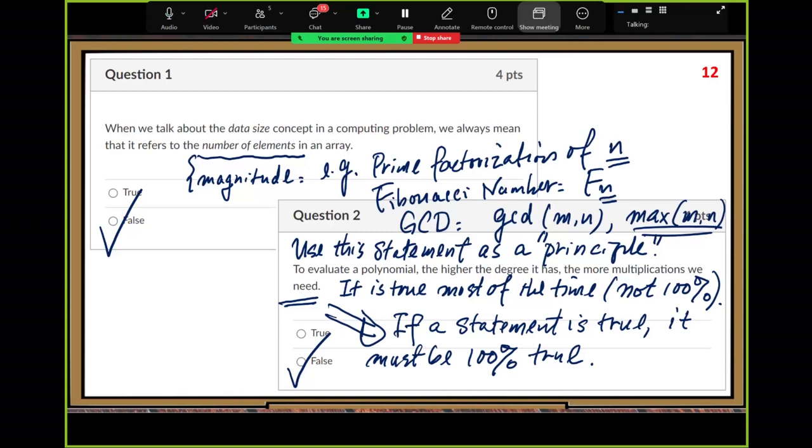But in our problem solving, if we use it as a principle, we can use it approximately 90-something% of the time. That's the difference. Okay? So be careful about that difference. All right.